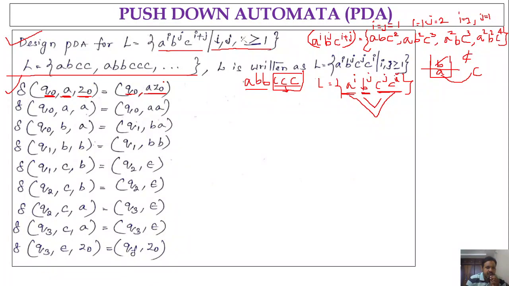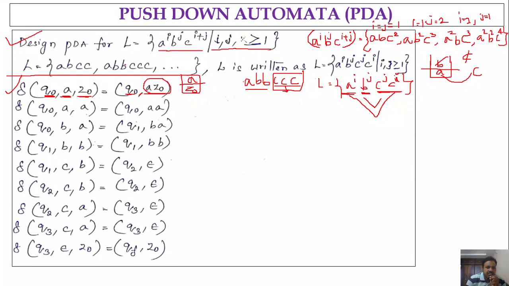So that's why we have written q naught comma a z naught. The moment we get this a, that a is going to be pushed into the stack. Okay, so the stack content will be like this.